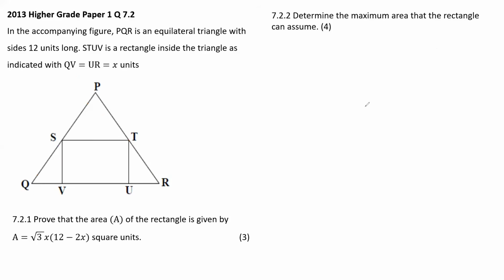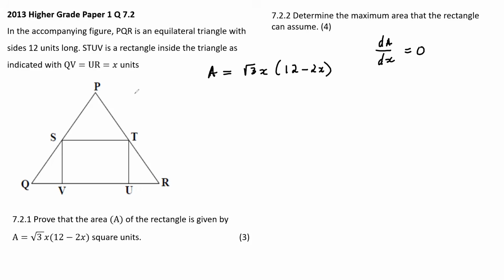All right, so we're just looking for the maximum area, and I think now we know that when it gets to maximum, we are going to be taking the derivative and equating it to 0. Maximum area. So area as it stands is root of 3x multiplied by 12 minus 2x. At maximum area, dA over dx should be 0.